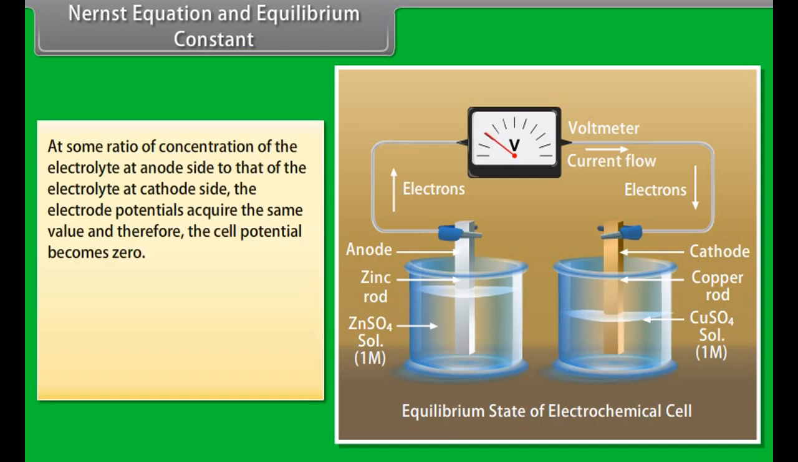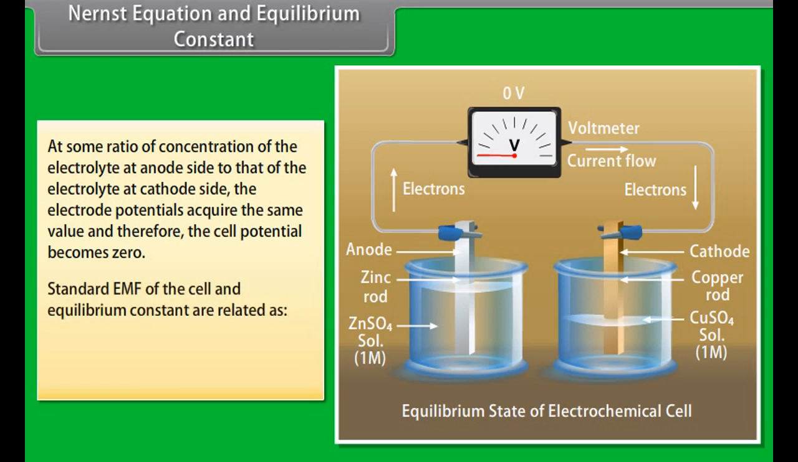Ultimately, at some ratio of concentration of the electrolyte at the anode side to that of the electrolyte at the cathode side, the electrode potentials acquire the same value and therefore the cell potential becomes zero. At this stage, the electrochemical cell stops working and the cell is in a state of equilibrium. By knowing the standard EMF of the cell, the equilibrium constant for the cell reaction can be calculated as E°cell is equal to 0.059 upon n log Kc.